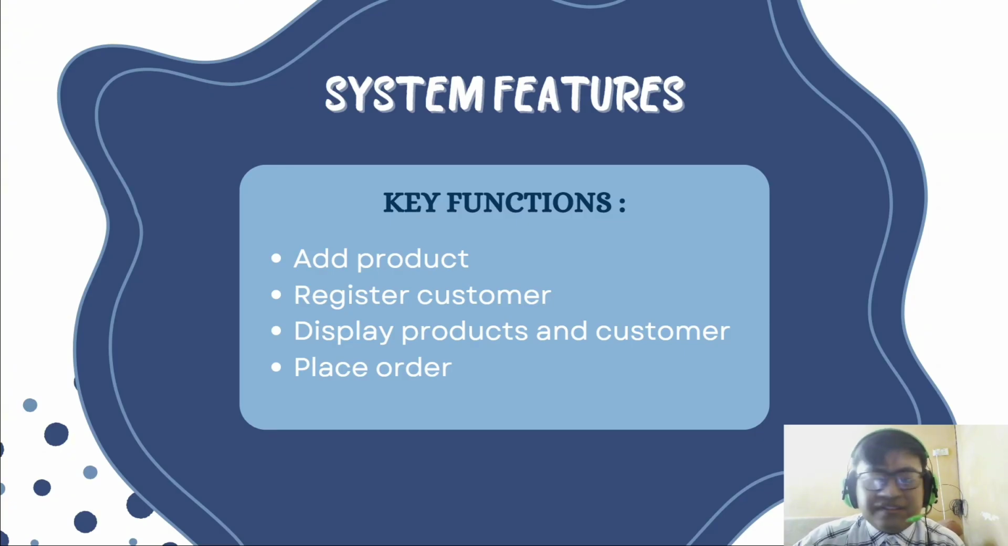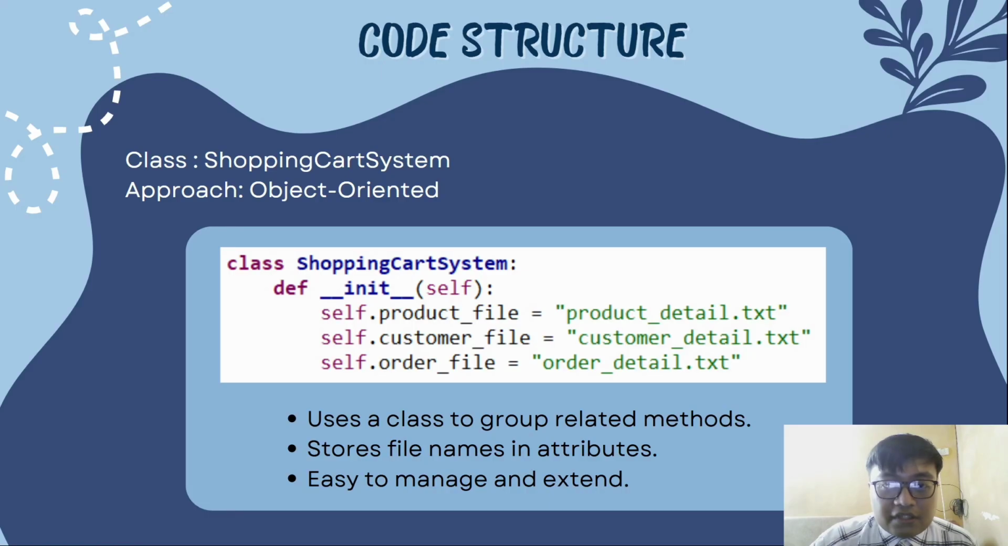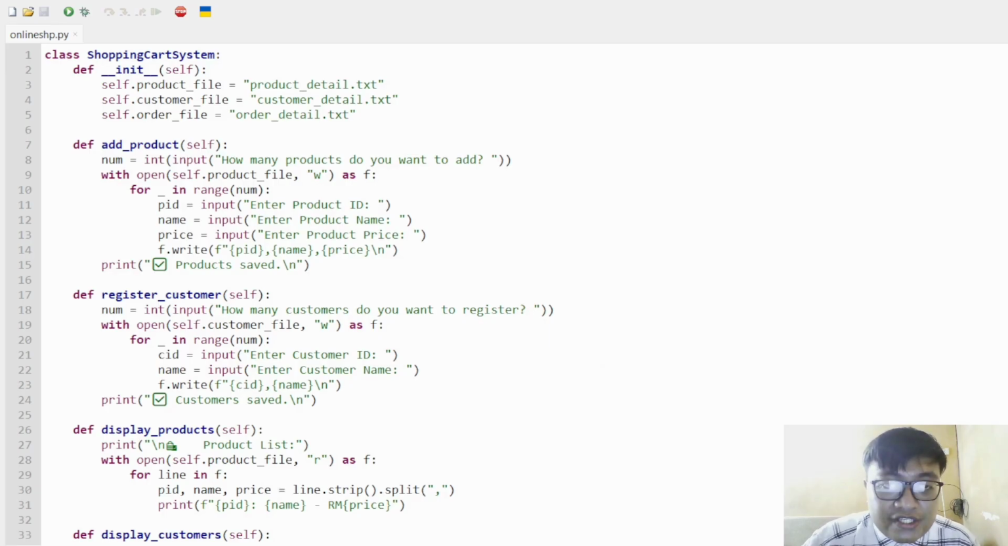These features make the system simple yet functional and demonstrate core programming concepts like object-oriented design, file handling, and user interaction. So next we go to our code structure. Our class is ShoppingCartSystem and the approach is object-oriented. In this class, we use a class to group related methods and store file names in attributes, so it is easy to manage and extend. I will go to our coding.